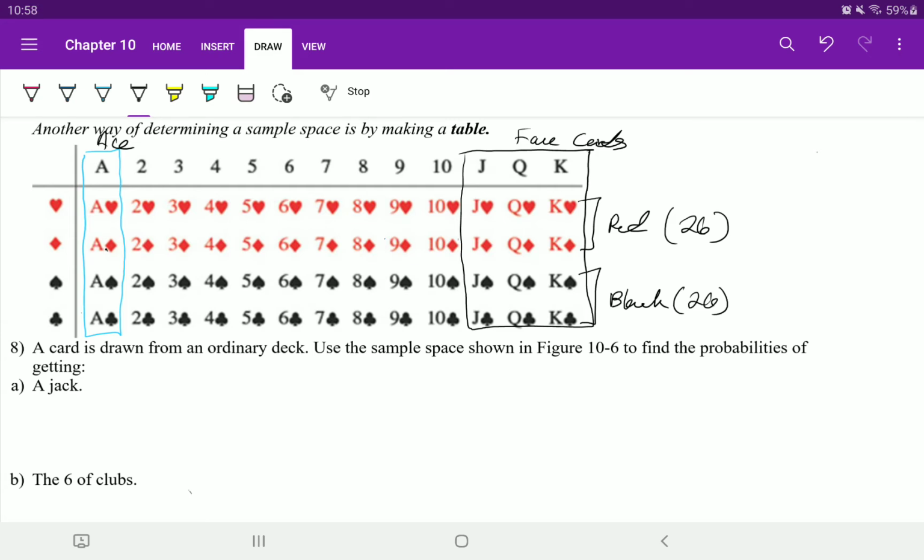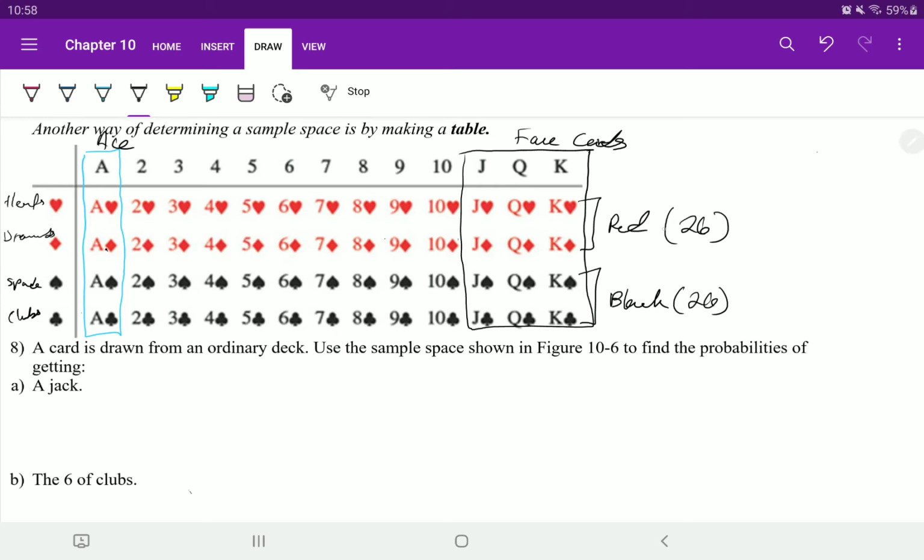If you also notice, there are 4 different shapes. There are hearts, diamonds, these are spades, and these are clubs. Let's label each of those. And if you notice, hearts and diamonds are red. Spades and clubs are black.